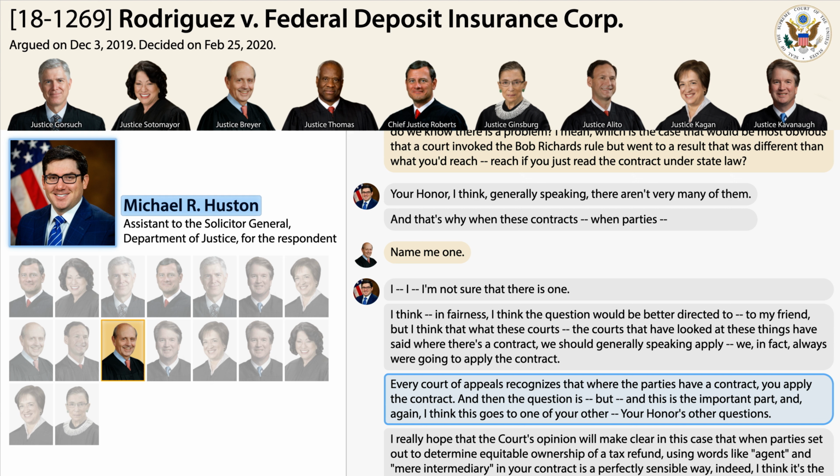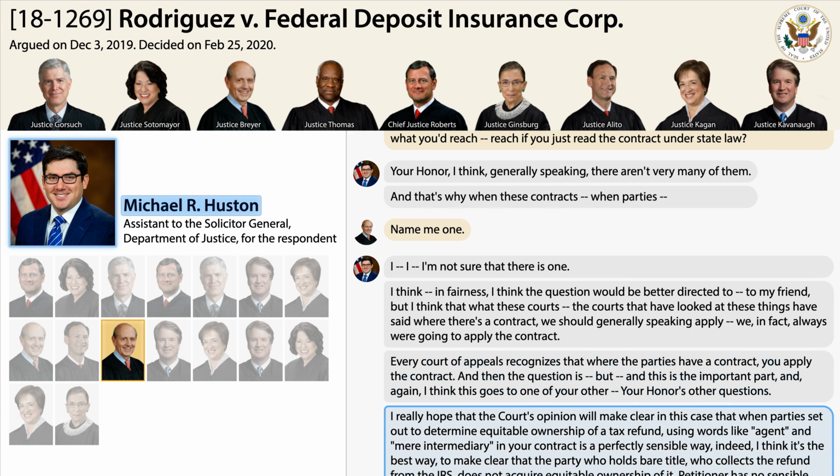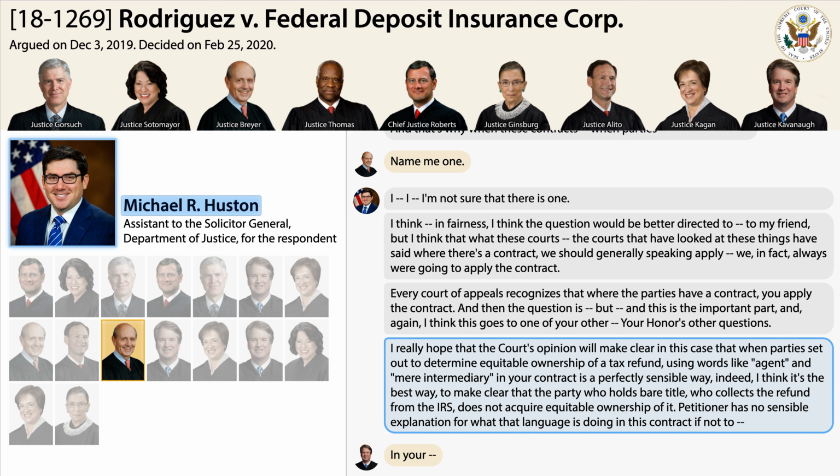And then the question is, and this is the important part, and again, I think this goes to one of your Honor's other questions, I really hope that the court's opinion will make clear in this case that when parties set out to determine equitable ownership of a tax refund, using words like agent and mere intermediary in your contract is a perfectly sensible way. Indeed, I think it's the best way to make clear that the party who holds bare title, who collects the refund from the IRS, does not acquire equitable ownership of it. Petitioner has no sensible explanation for what that language is doing in this contract.